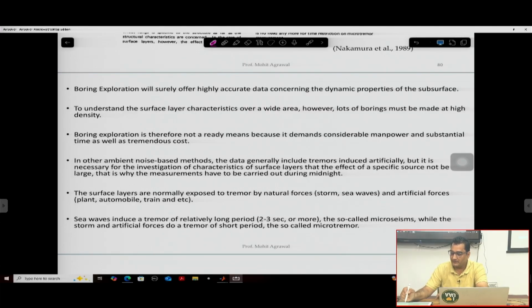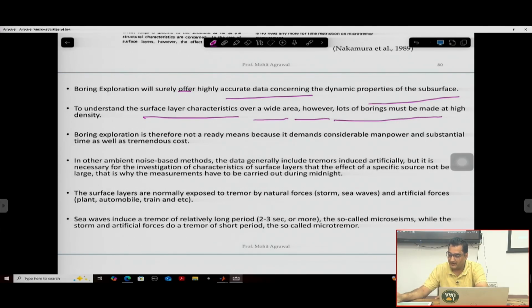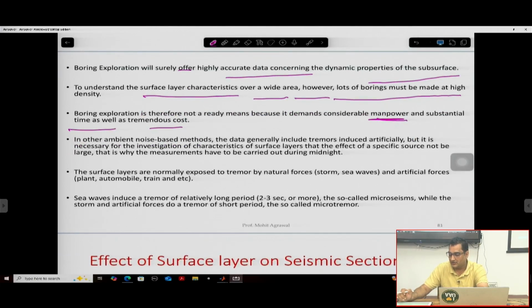So boring exploration will surely offer highly accurate data concerning the dynamic properties of the subsurface. To understand the surface layer characteristics over a wide area, however, lots of borings must be made at high density. Boring exploration is therefore not a ready means, because it demands considerable manpower and substantial time and tremendous cost, right?